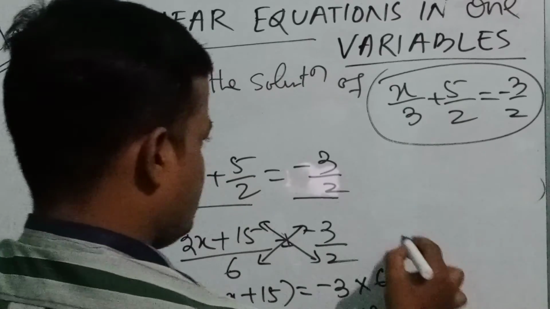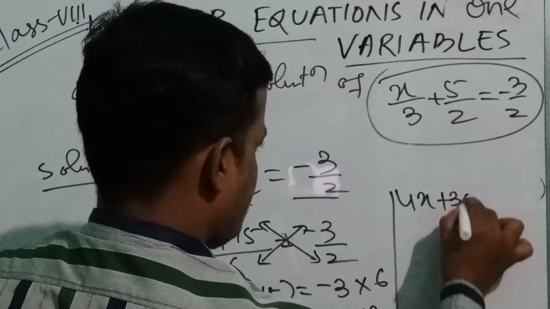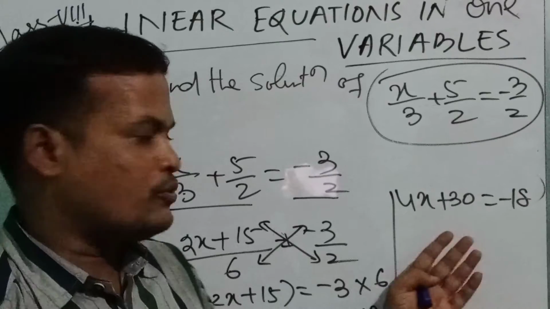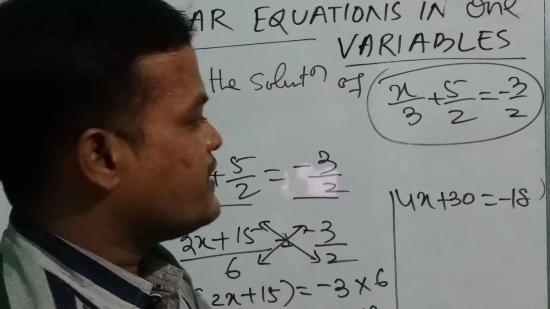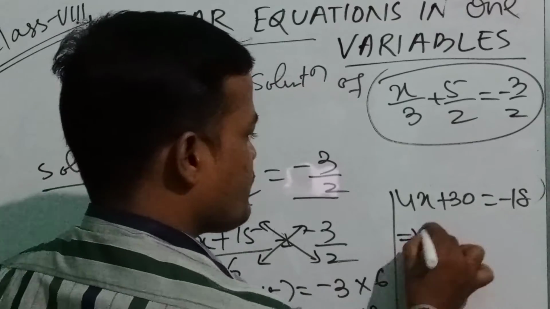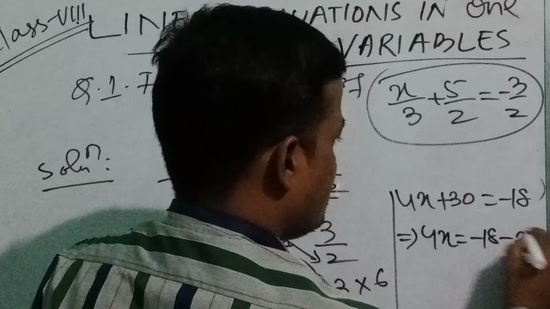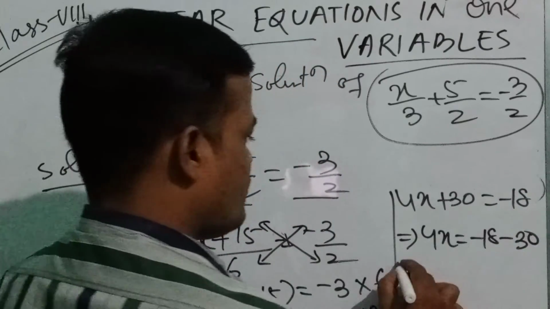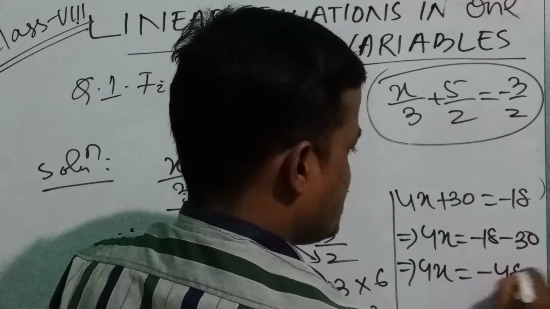Now what we are getting? 4x plus 30 equal to minus 18. Now remember this procedure. We have to keep the unknown quantity on the left side and the known quantity on the right side. So 4x equal to minus 18 minus 30. This side plus 30, so right side minus 30. So 4x equal to minus 48.